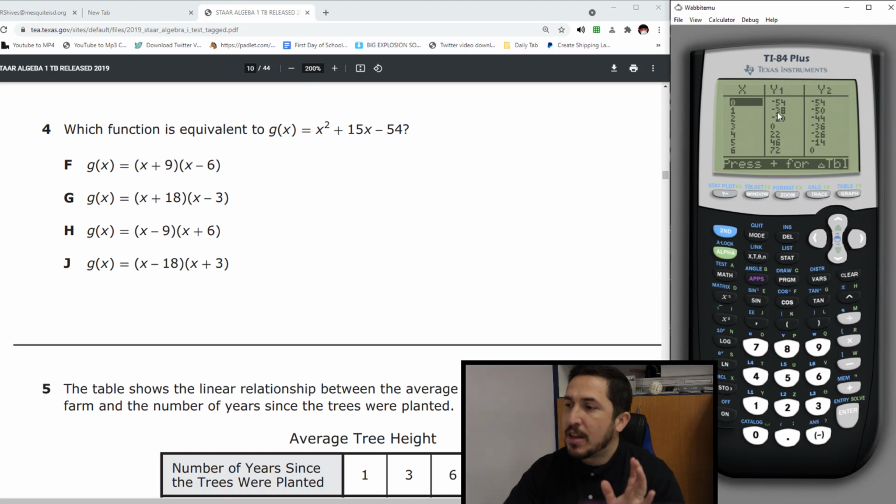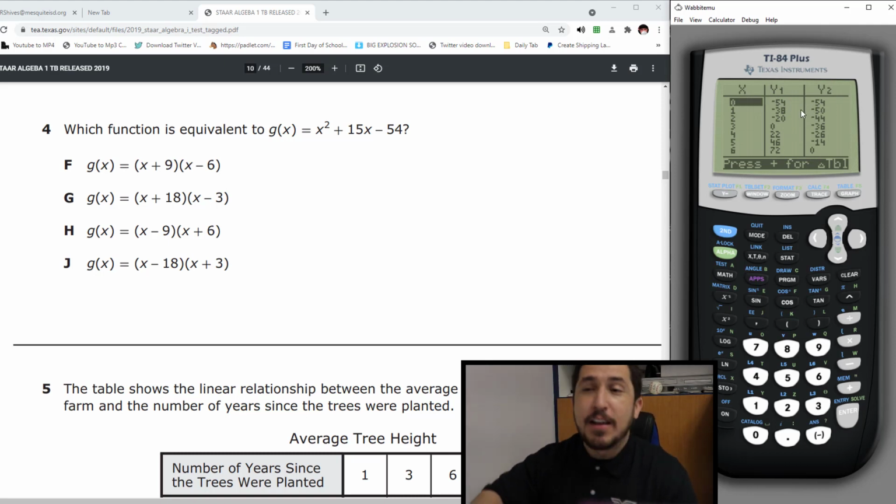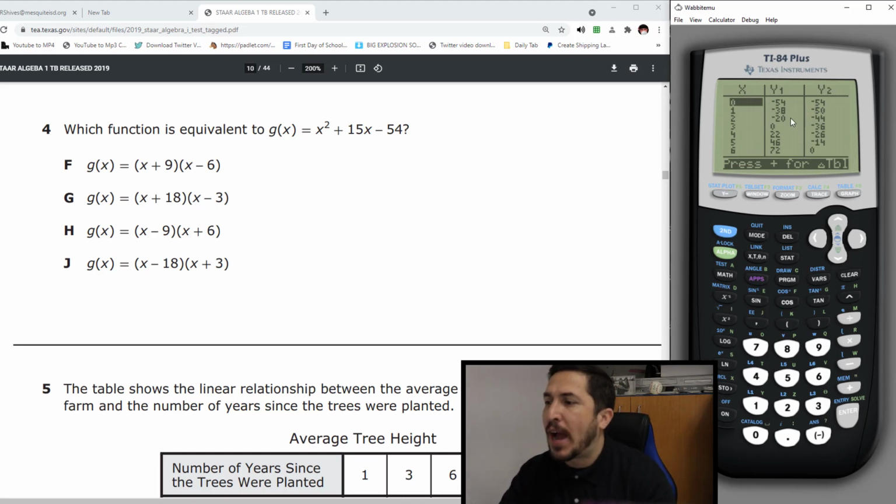Now a table shows up. See, these y's are the first y values, the first equation that we put in. The y2 column is the second equation that we put in. I'm going to check to see if the y1 column matches the y2 column. Negative 54 and negative 54. Oh yeah, it matches. No, it just matches there. It's got to match all the way down. So negative 54, I want to see negative 38. No, I don't, so it's wrong.